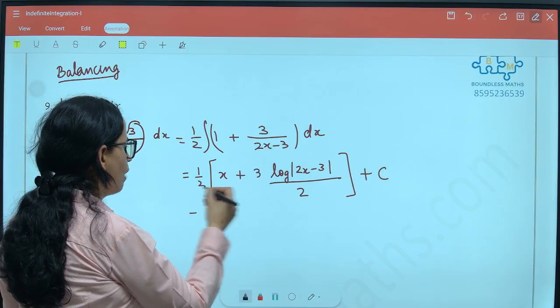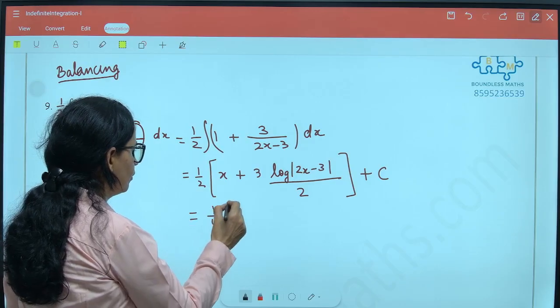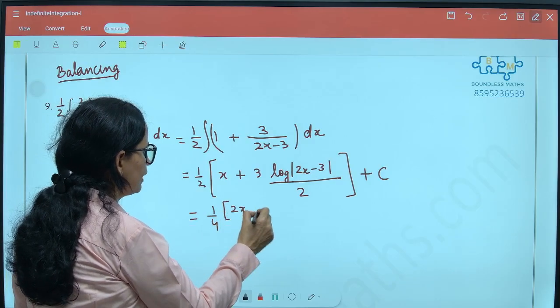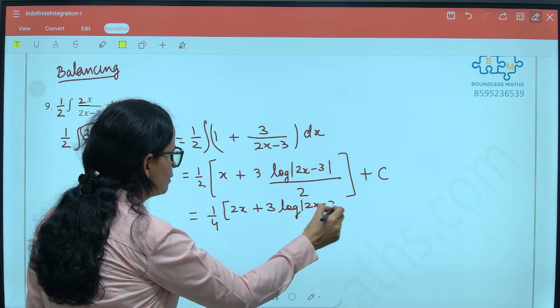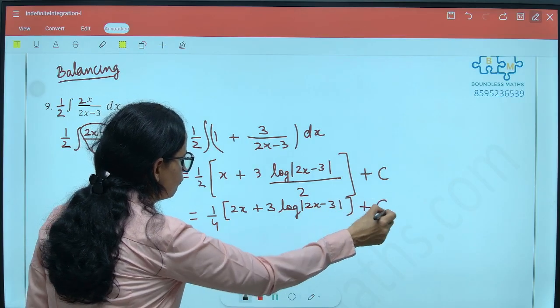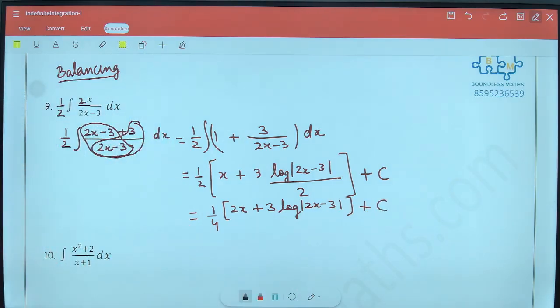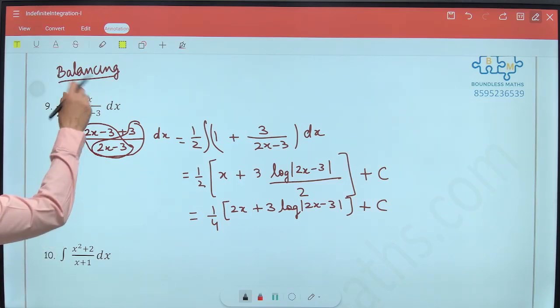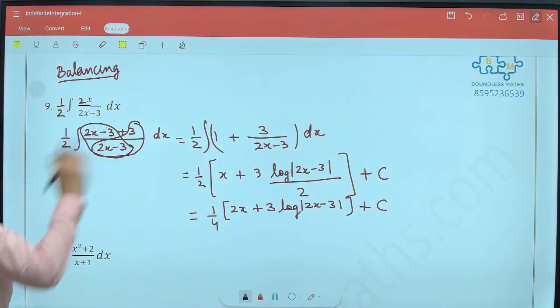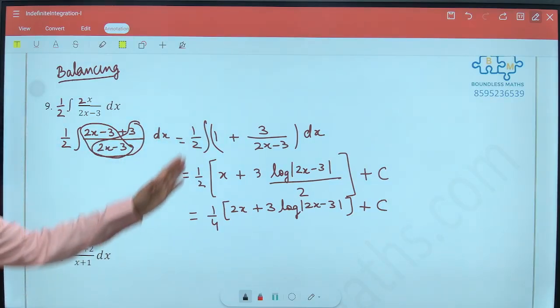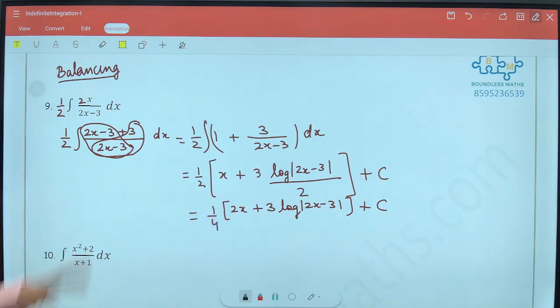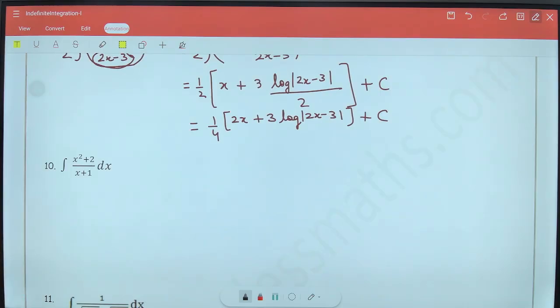Now this becomes what? You take this 2 out, so it becomes 1 by 4. And in the brackets you have 2x plus 3 log of 2x minus 3 plus the constant of integration. So this becomes your answer. Understood what is balancing? Balancing means somehow you manipulate the numerator and make it similar to the denominator so that you can separate out the terms of numerator and get something that you can integrate easily using the basic formulas, right? Now the next question, x square plus 2 upon x plus 1.